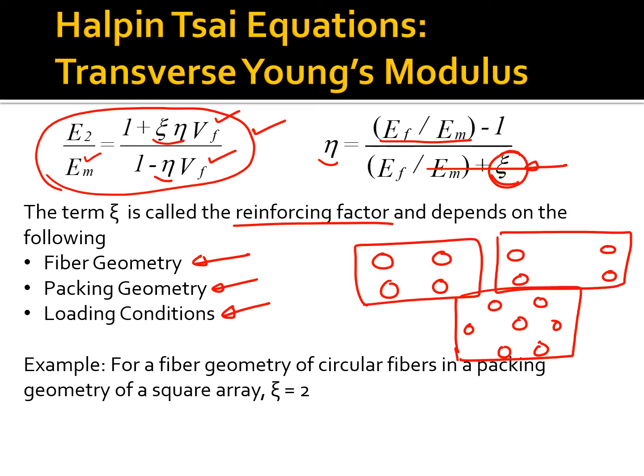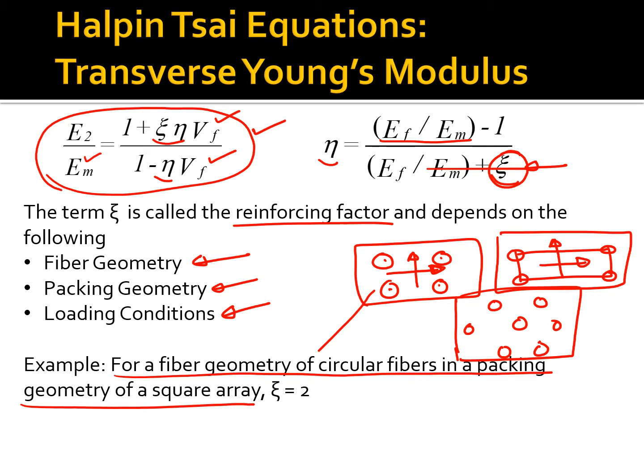Loading condition means, are we trying to find the properties when you are loading in this direction or when you're loading in this direction? That'll make a difference, maybe not for the square packing of fibers, but surely for the rectangular packing of the fibers, because if you're loading it this way, it may mean something different than if you're loading it this way in terms of what the value of xi will be. A good example is a fiber geometry of circular fibers in a packing geometry of square array, which is this one right here. Xi is given as 2 for E2.